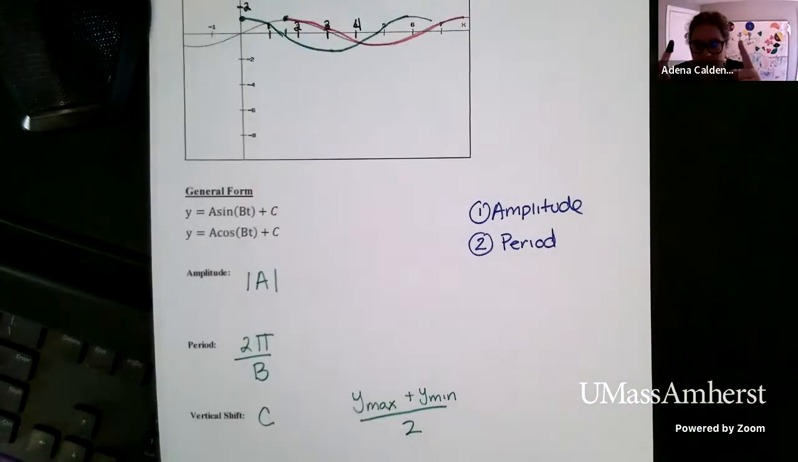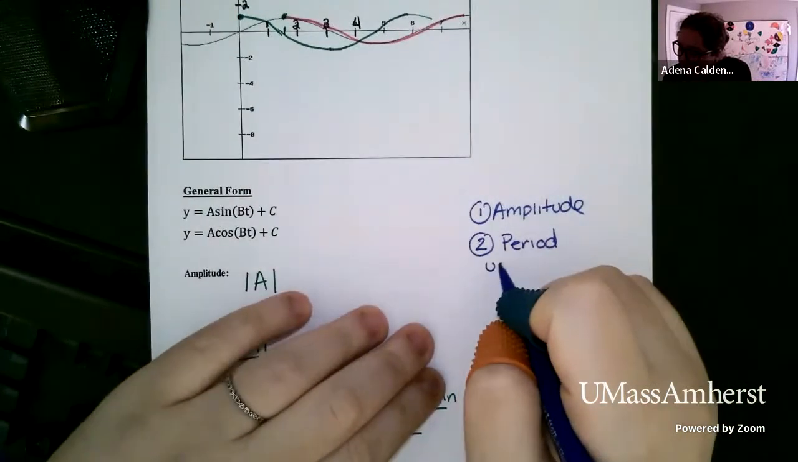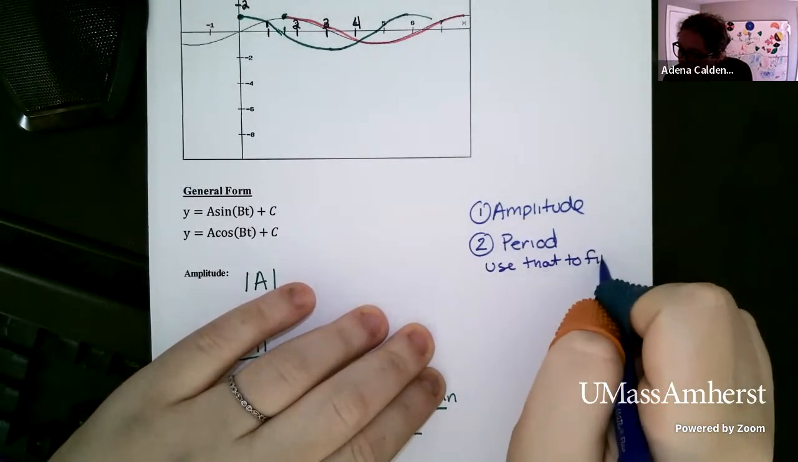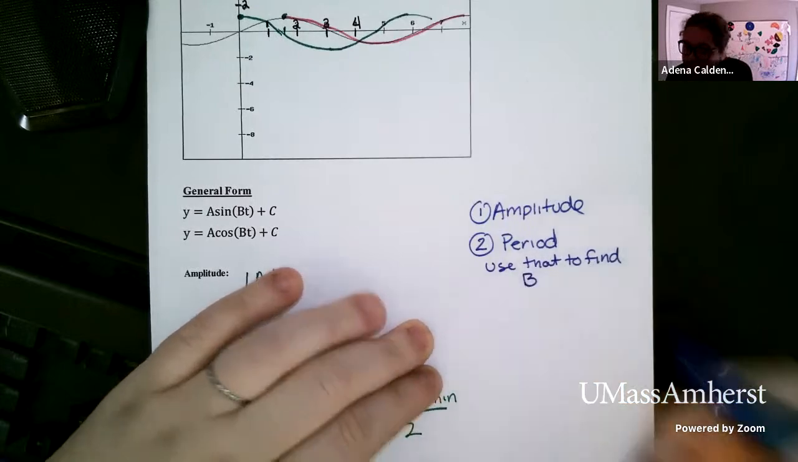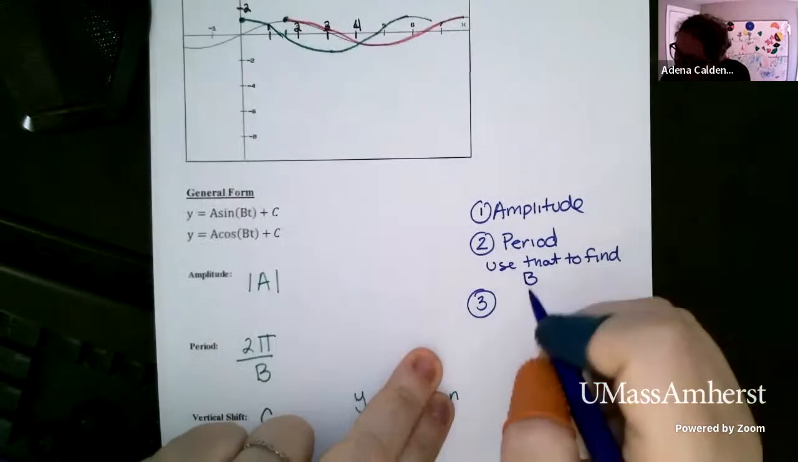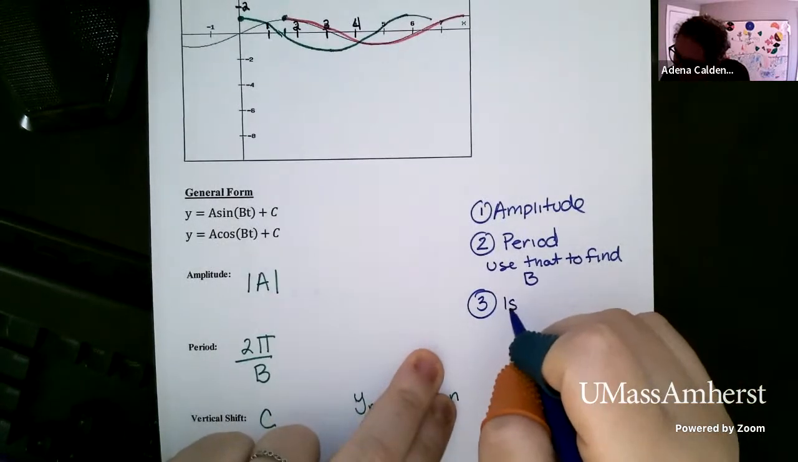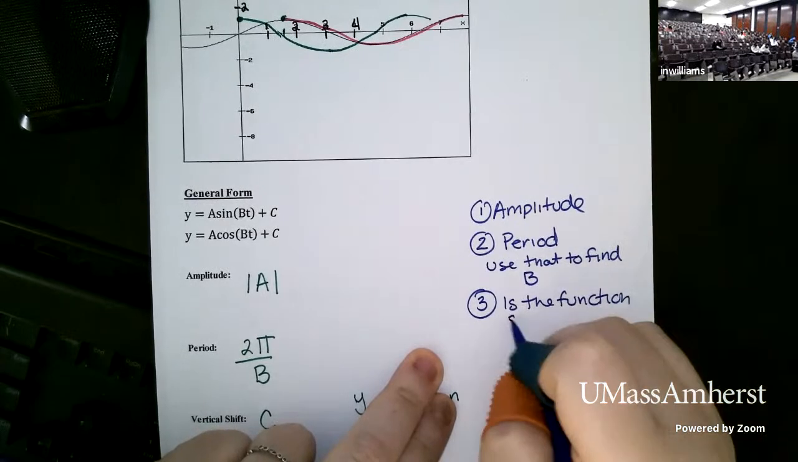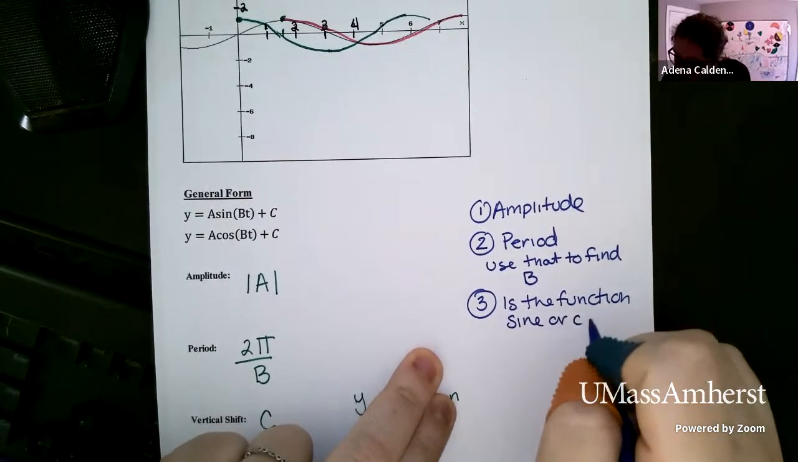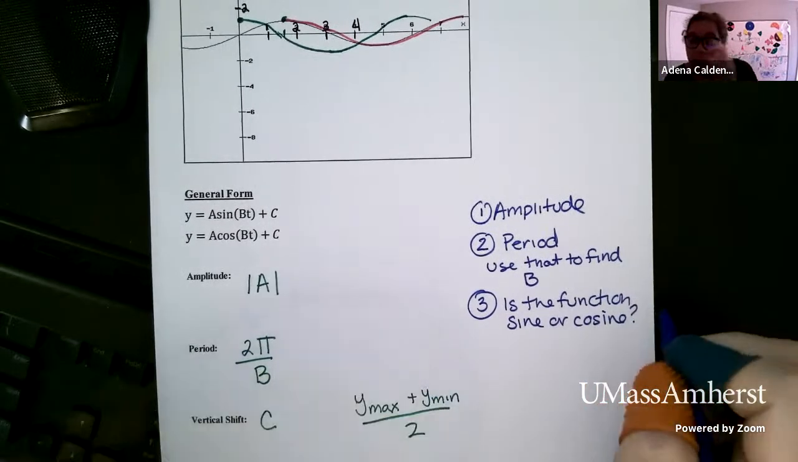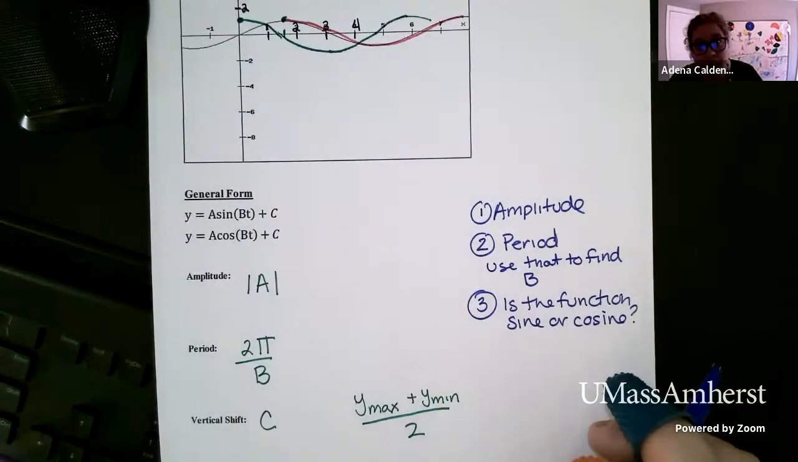How long does it take to repeat? And then you need to use that to find b. We need to look at, is the function sine or cosine?